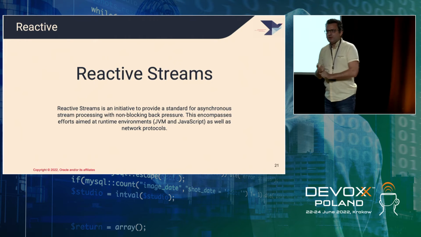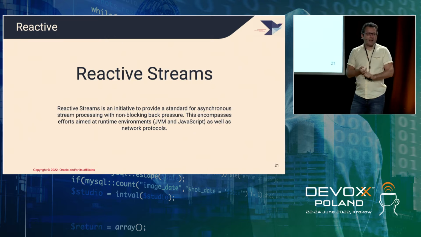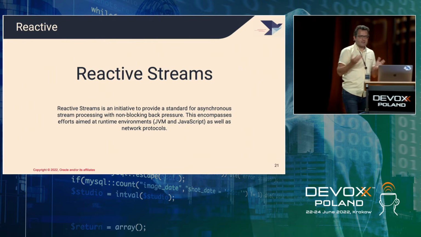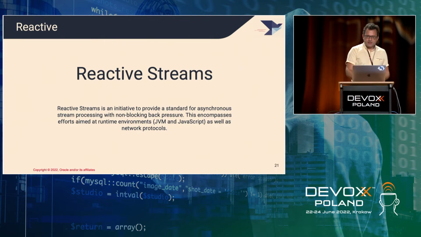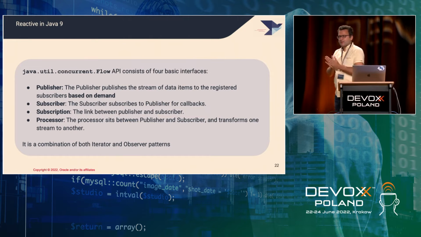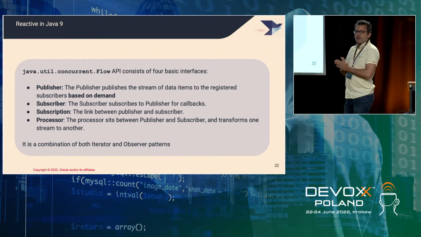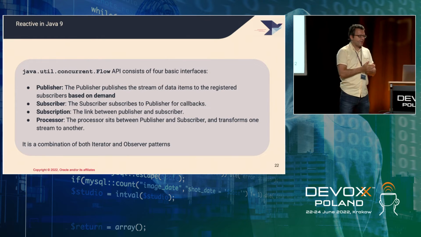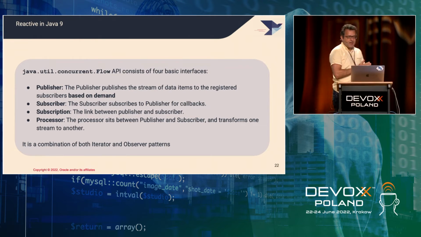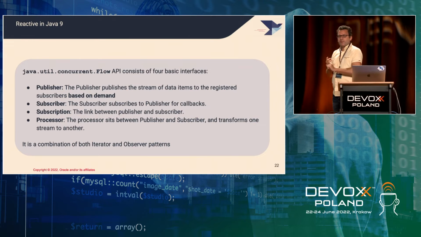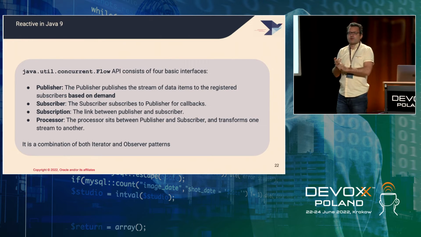And when it comes to the implementation, what does it mean in Java when I say you do stuff when it's ready and you are non-blocking? This is implemented through one interface, which has 4 inner classes. This was introduced in Java 9. It's Java concurrent Flow. And the API consists of a publisher, and publisher is basically a source of data.